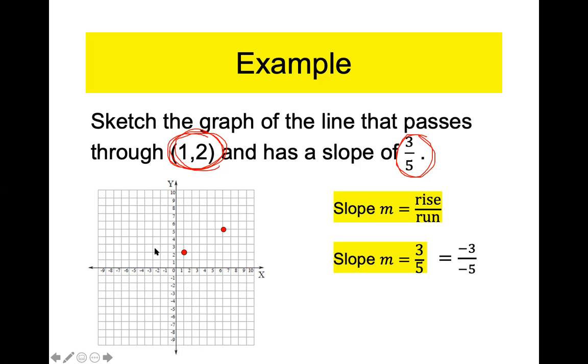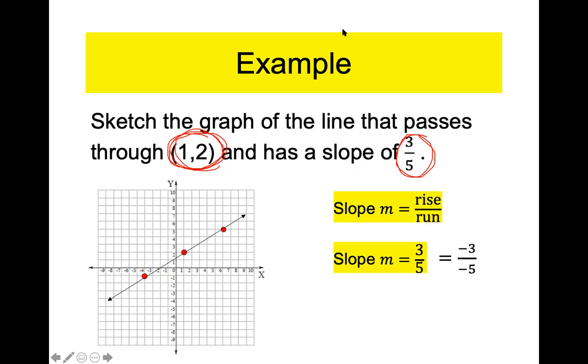So why did I do that? Because I want to go in the other direction, right? Sometimes you just don't have enough space on your graph to graph another point, so you've got to go in the opposite direction. So from the original dot, remember the original dot was 1, 2, I'm going to drop 3 and go left 5. And notice it makes a nice straight line.